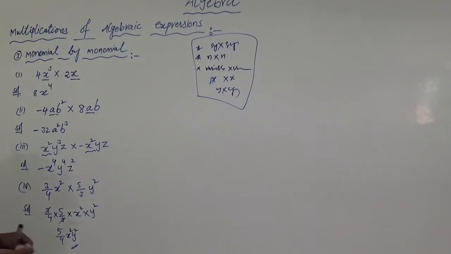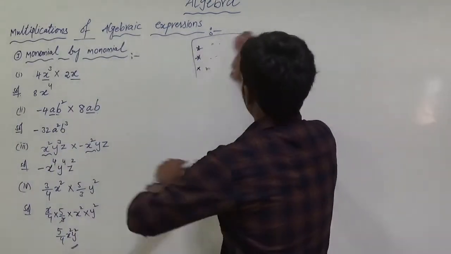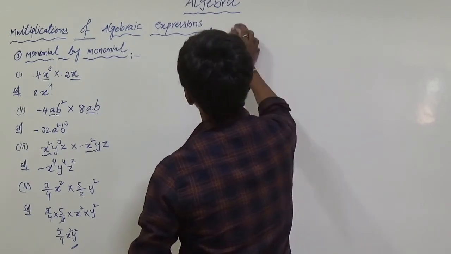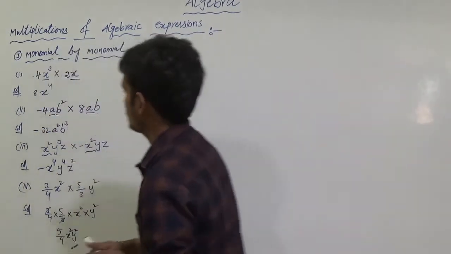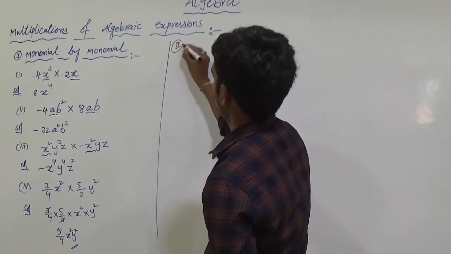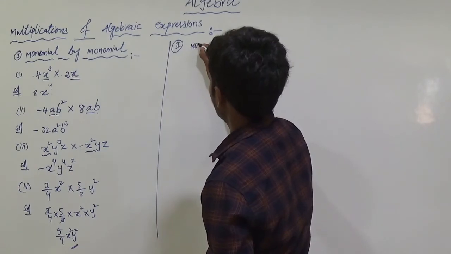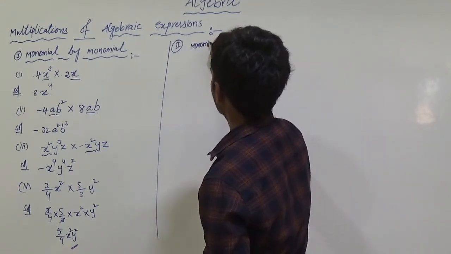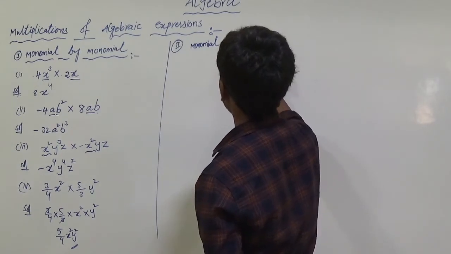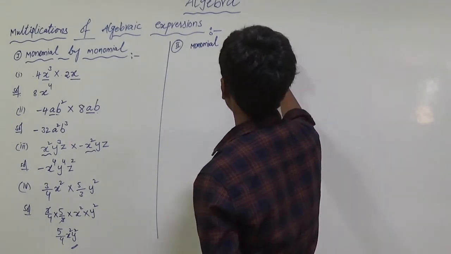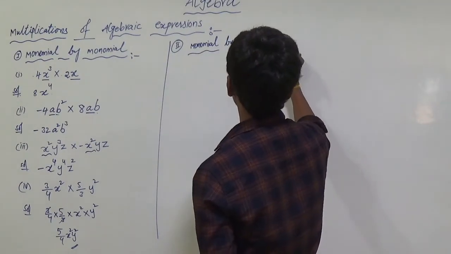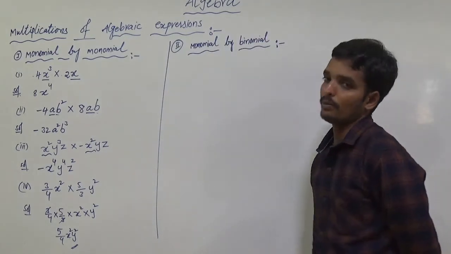Okay, so we have completed monomial by monomial. Now move on to monomial by binomial. Now I am explaining the second method, monomial by binomial. Second side heading: monomial by binomial.